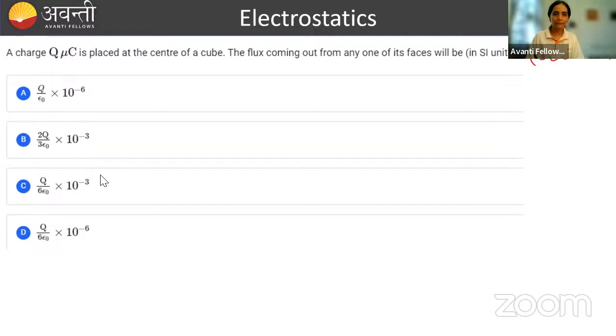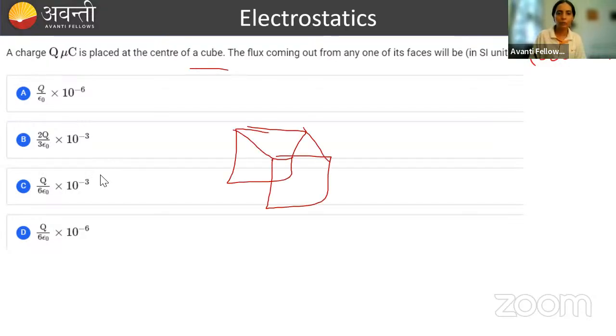So I got one answer that is correct. What is the question? A charge Q microcoulomb is placed at the center of a cube. The cube is a closed structure, and at its center there is a charge Q microcoulomb. It is asked what the flux coming out from any one of its faces will be.